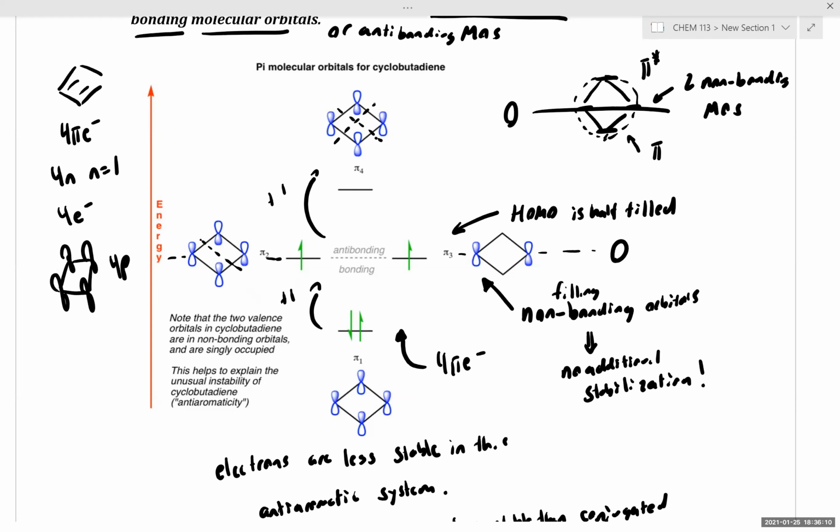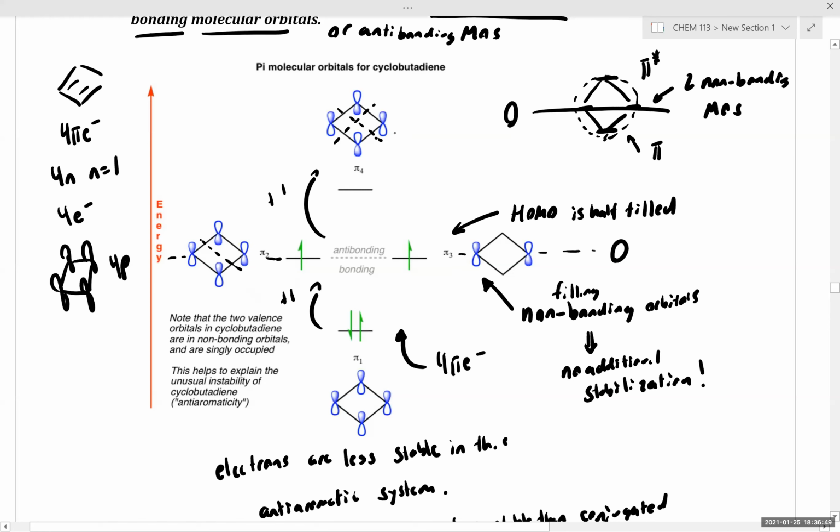I guess the better way to think about it is there are many different ways that we can overlap these 4 p orbitals, right? And of the different permutations, some of them will have 0 nodes, some of them will have 1 node, and some of them will have multiple nodes, right? When we think about how these molecular orbitals are arranged in terms of energy, the lowest energy molecular orbital will have 0 nodes, the next highest will have 1 node, and the highest energy will have the maximum number of possible nodes.